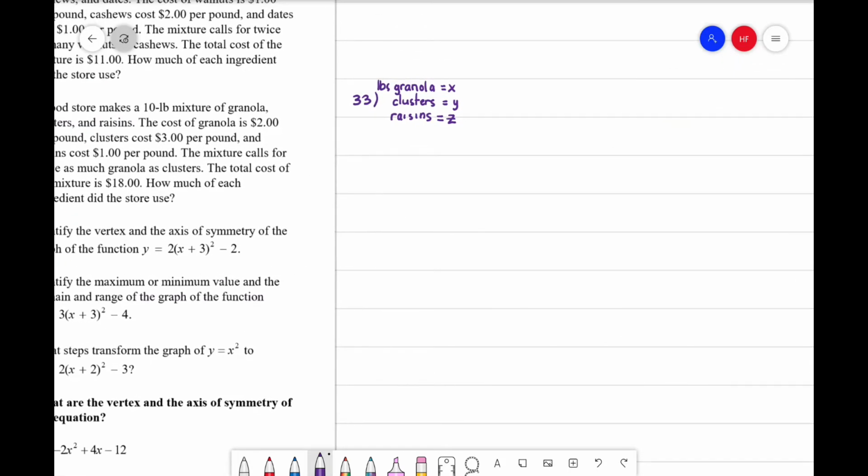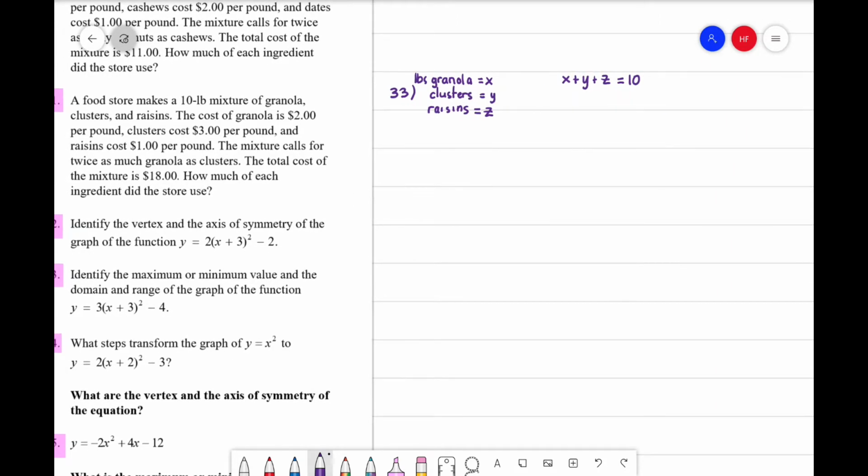equations. So we know that it's a 10-pound mixture, so the pounds of all of these added together would have to be 10. And then the cost of granola is $2 per pound, cost of clusters $3 per pound, and the cost of raisins is $1 per pound. And we know that the total cost for the mixture was $18. So 2 times X plus 3 times Y plus 1 times Z, which we can just write as Z, will equal 18.